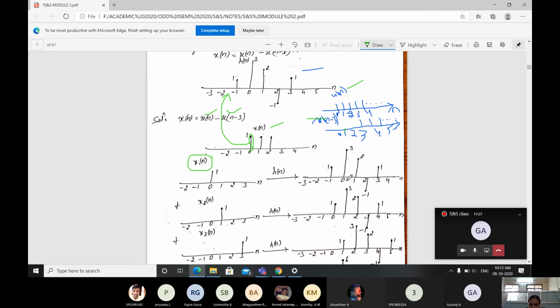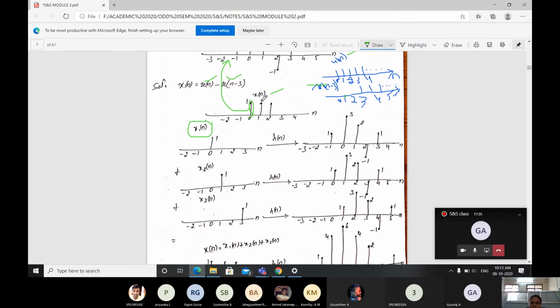At -1 it is 1, at 0 it is 3, at 1 it is 2, at 2 it is -1. Okay, same thing you write here. Then I'm going for the next sample, taken here as x2 of n. What you have to do when I'm going for the next sample is that our signal h of n should be shifted by one position towards the right.